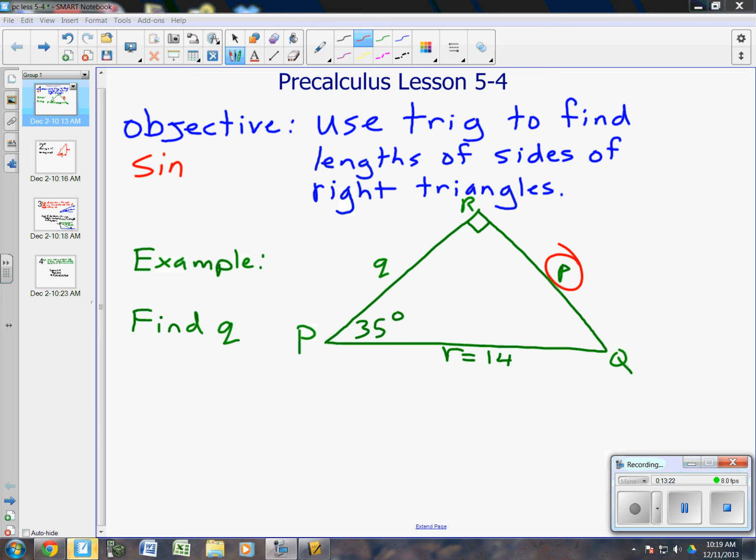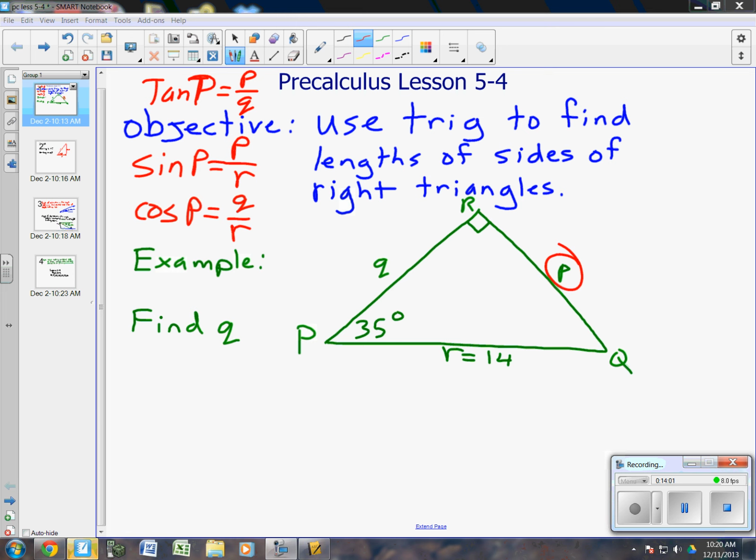I have sine of P, big P, equals opposite over hypotenuse, or I can use cosine of P equals adjacent over hypotenuse, or I can use tangent of P equals opposite over adjacent. Now, if I use tangent, I'm going to have two unknowns, am I not? I do know angle P, so on all three of these, angle P is 35 degrees. I can plug 35 degrees in there, right?